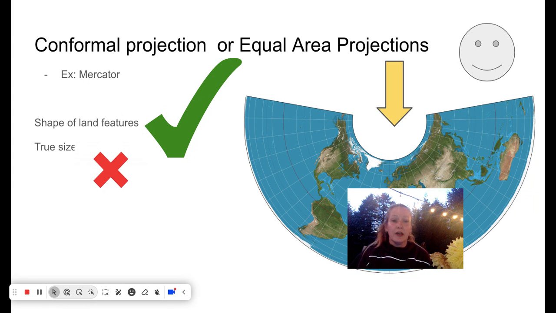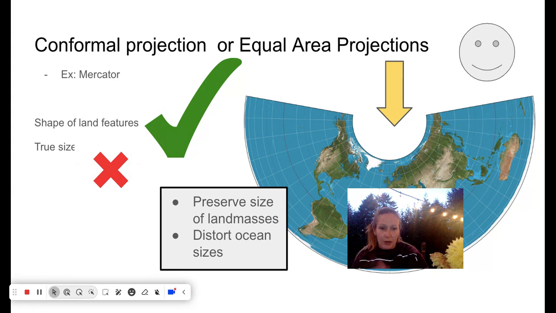So whenever you have something correct, it's going to come at the expense of something else. So on the right, you'll see there's an example of an equal area projection. So this usually distorts the oceans, but it preserves the size of the landmass, right? So it's always a give and take.